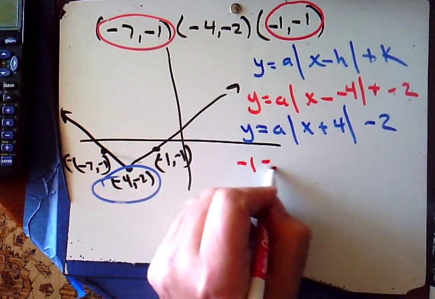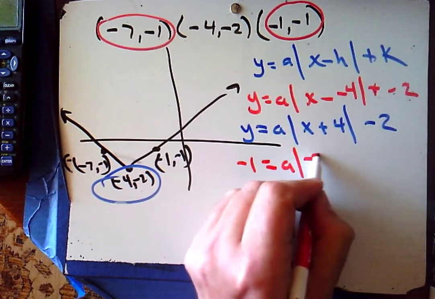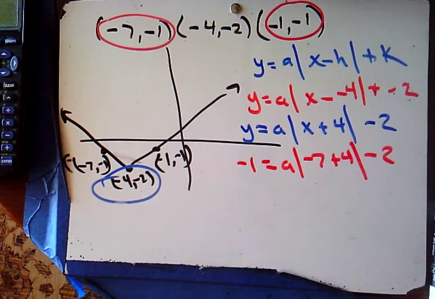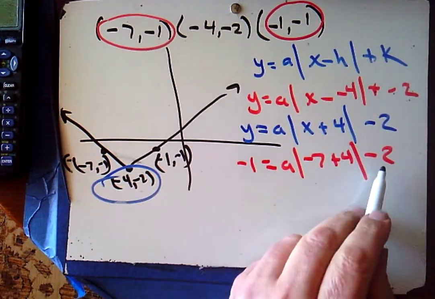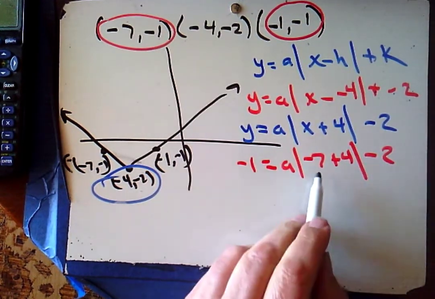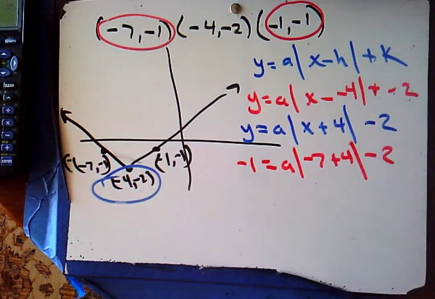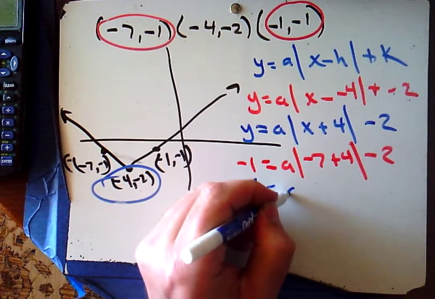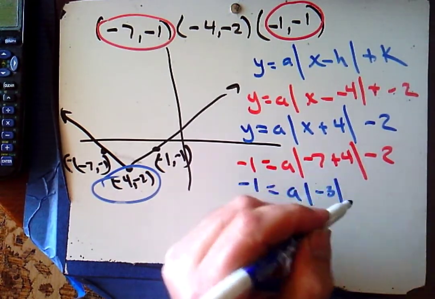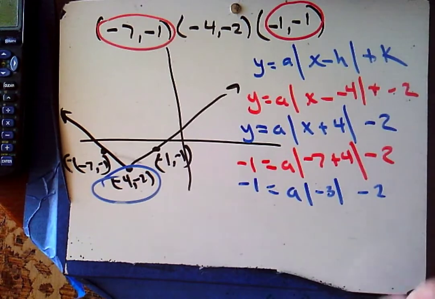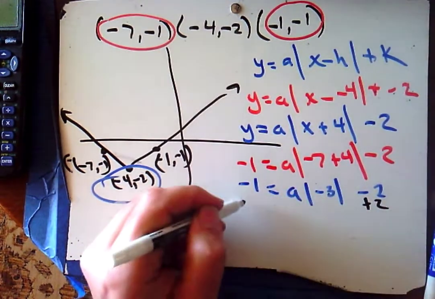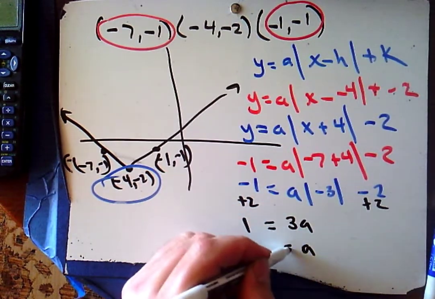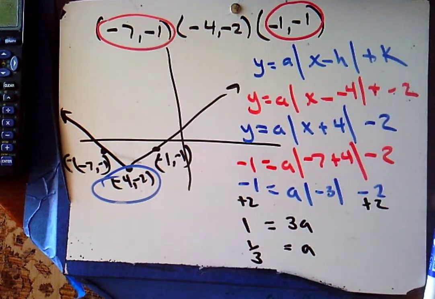So negative 1 equals a absolute negative 7 plus 4 minus 2. How will we solve for a? Well, I need to add that 2 to both sides of the equation. I also need to combine these like terms. And so I'm going to have negative 1 equals a absolute value of negative 3 minus 2. If I add 2 to both sides, I get 1 equals 3a. So a equals 1/3. Am I done?